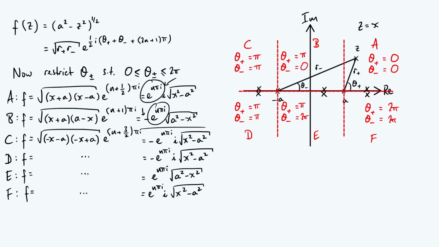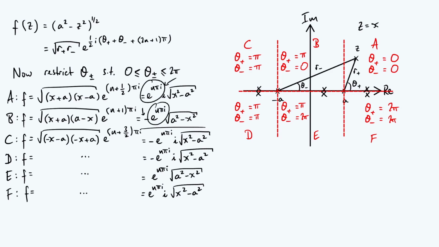I'll just mention now that that relationship between the results for regions A and B is going to be particularly important for my next video. But the key point to take away about these e to the n pi i factors is that basically all of the results for f of z have this plus or minus ambiguity, but you just have to choose your pluses and minuses in a consistent way.